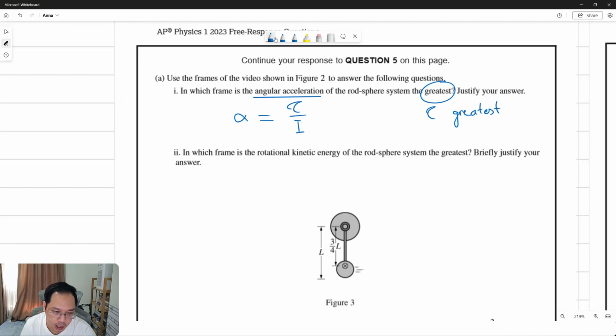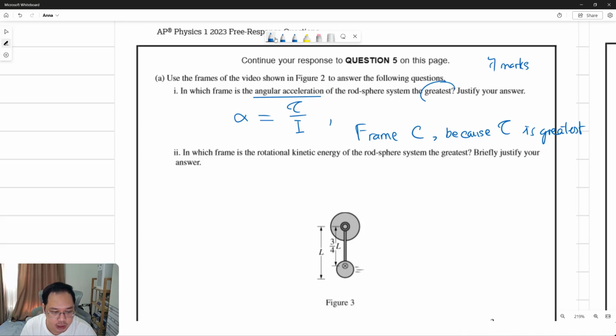This question is worth only 7 marks, so I think for this one, part 1, we do not need to explain in great detail. We just say frame C because the torque is greatest. The torque tau is greatest because the distance r is greatest. That is the reason why the torque is greatest.